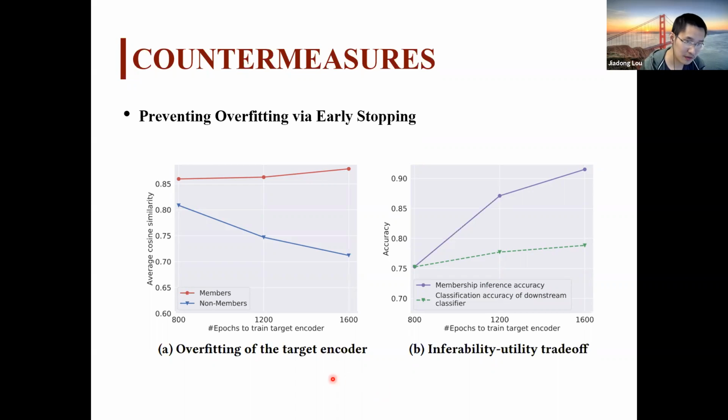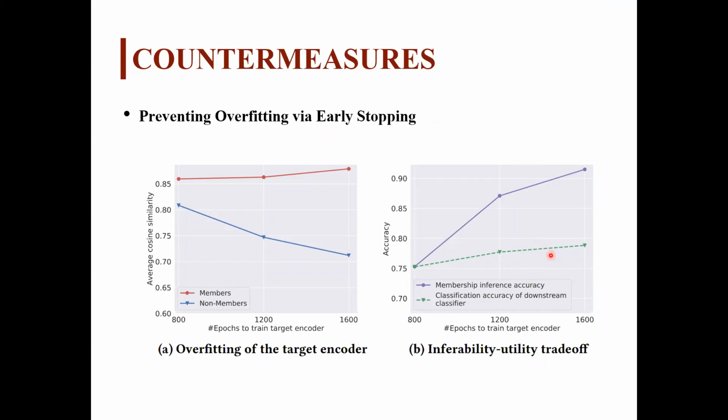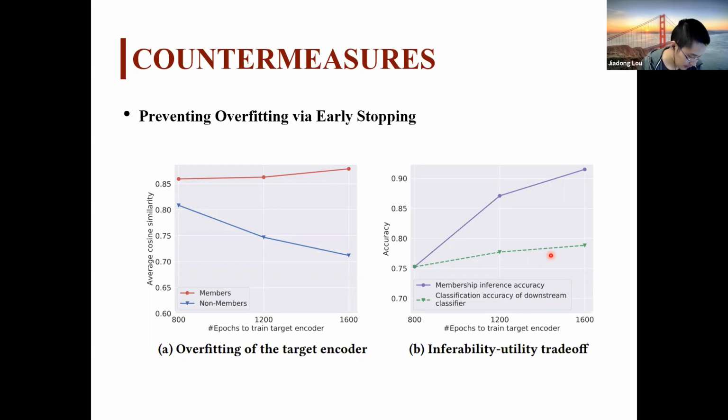They leave this part in the discussion section to discuss the countermeasures. So they just say that early stopping can help to prevent the membership inference to some extent based on this trade-off figure. And they also mentioned pre-training with differential privacy and adversarial learning, but they just mention it. How to actually do the differential privacy and adversarial learning to prevent the membership inference, they just leave to their future work.